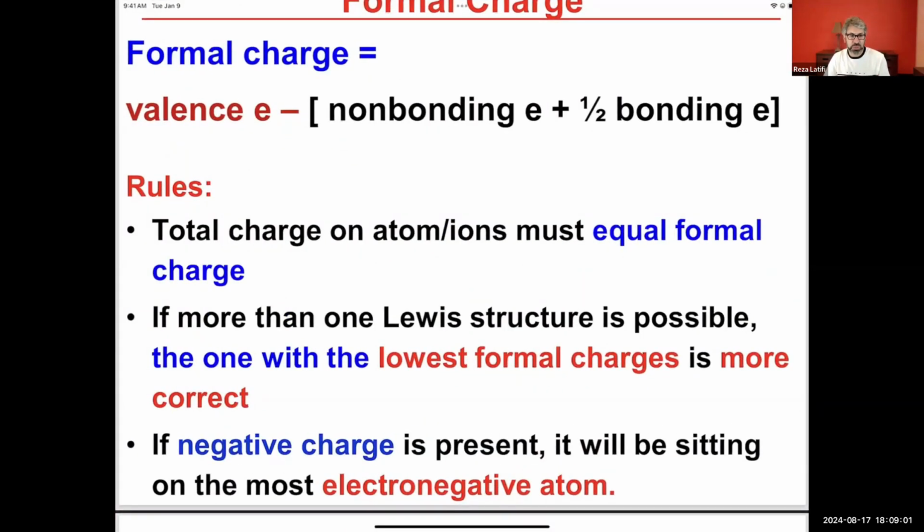What's the best Lewis structure? The best Lewis structure is the one with the lowest formal charges. A structure where all of them are 0 is going to be the best. If you have to have a charge, the one with the minimum number of charges, like maybe just a 1 minus and the rest 0, is going to be the best.